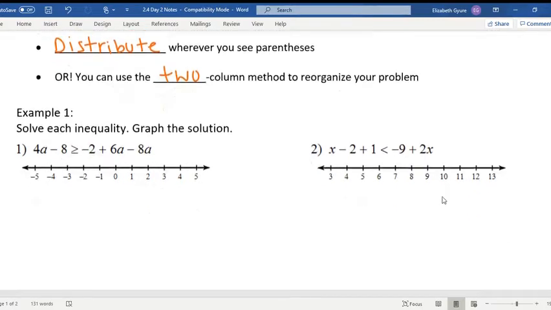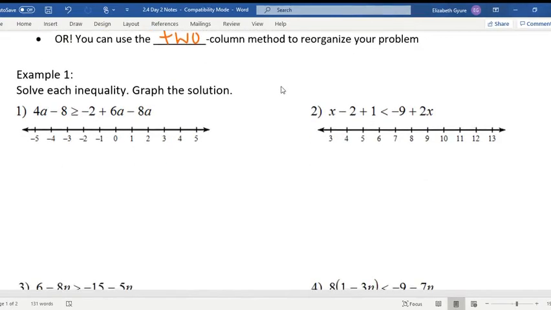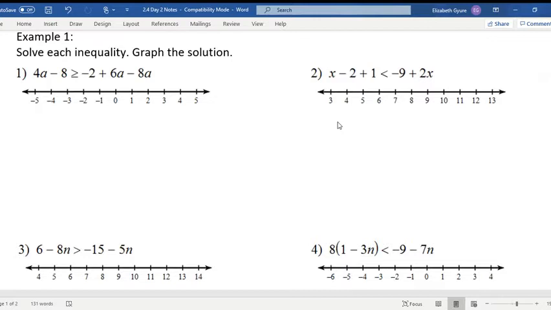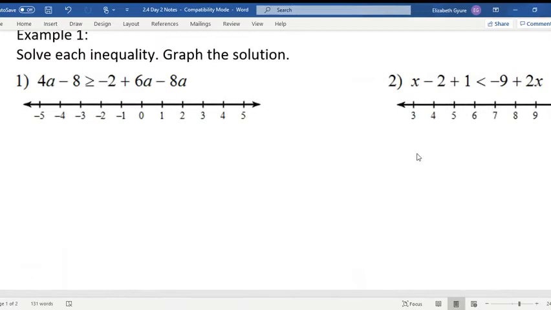All right. So solve each inequality, graph the solution. These, you notice here, there's a lot going on, isn't there? We are definitely going to use our two-column method for these. So to start that and do it neatly, I'm going to rewrite my problem underneath my graph here. So we have, and let me zoom in on this a little bit so I can write a little neater, 4a minus 8 is greater than or equal to negative 2 plus 6a minus 8a.